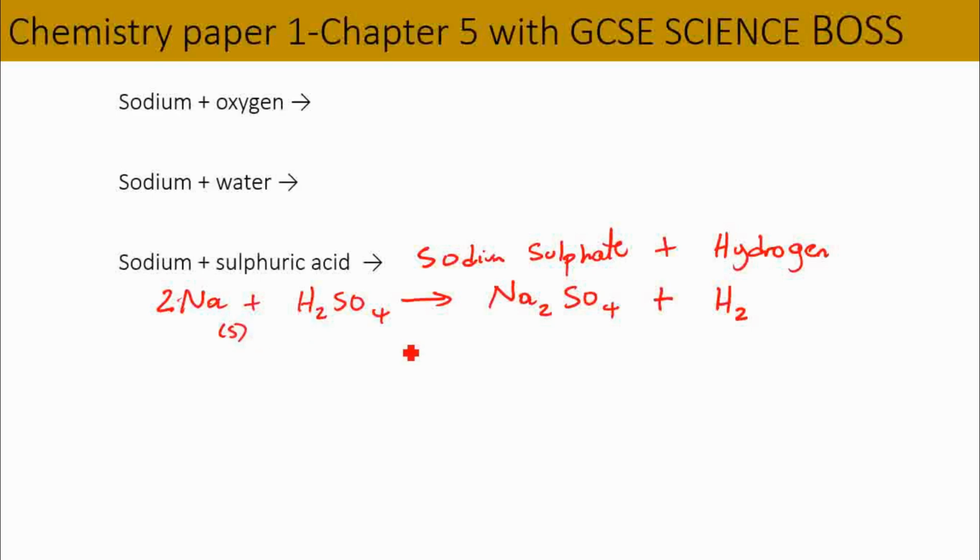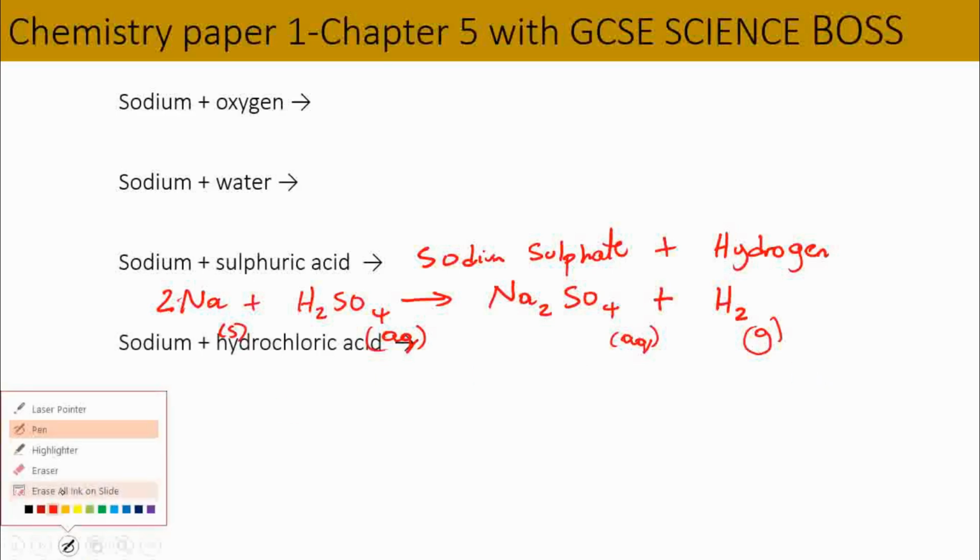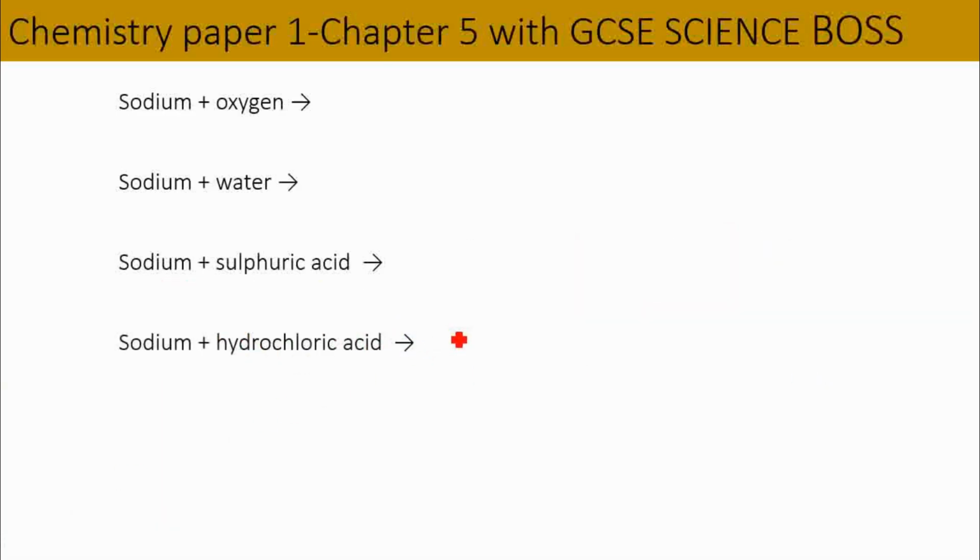Don't forget your state symbols. That's going to be aqueous. This is also going to be aqueous because it's soluble. Hydrogen is a gas. Okay, good. Let's clear that one. Let's try another acid. So this time it's going to form sodium chloride because the acid is hydrochloric acid. So it's going to form sodium chloride plus hydrogen gas.